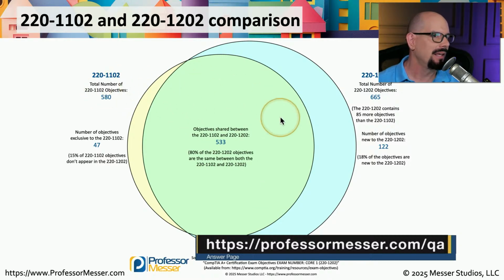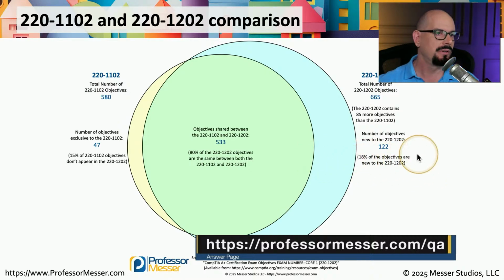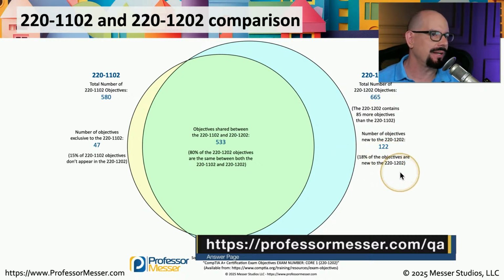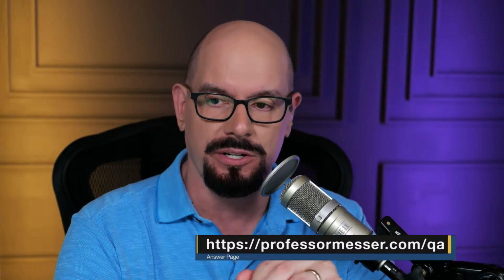The Core 2 exam, you can see that 18%, that's where I was getting that number, 18% of the 1202 is new. So there is a slight increase in the number of changes between the 1102 and the 1202, but not much. Still not 30%. Still well under what the norm would be for this particular exam. So that's why I tell you, don't worry so much about the details of what's new and not new. But if you'd like to know it, we have documented it in this particular article.